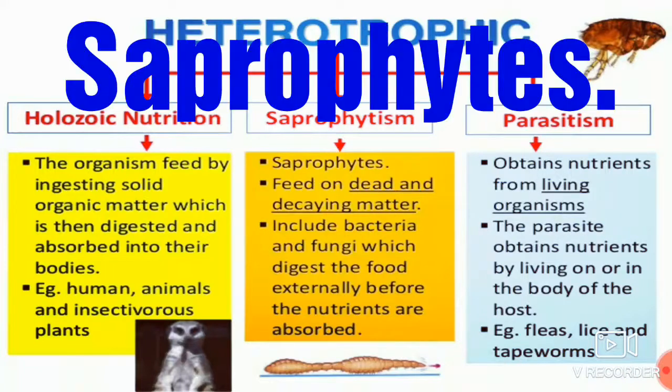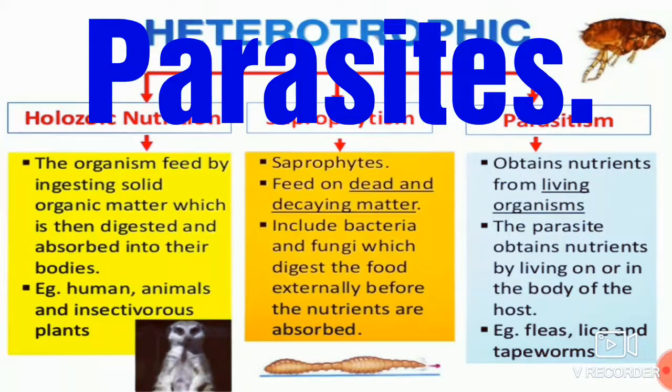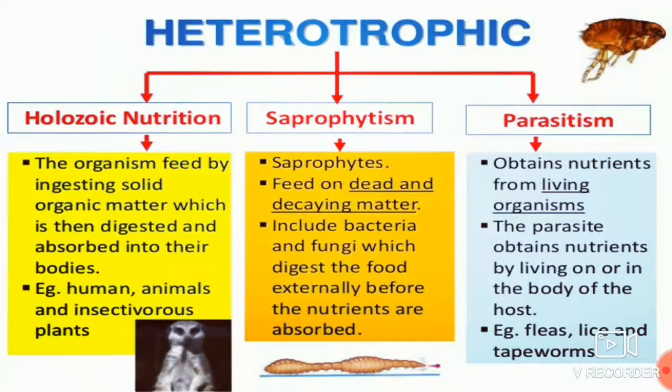Second, saprophytes. These kind of organisms eat dead and decaying matter. It includes fungi which is present on bread mold. Third, parasites. This kind of organisms are present inside the living organisms. It includes worms present in human body.